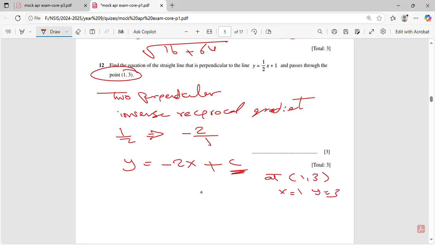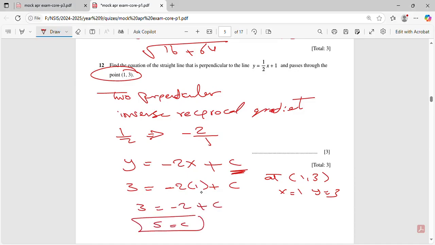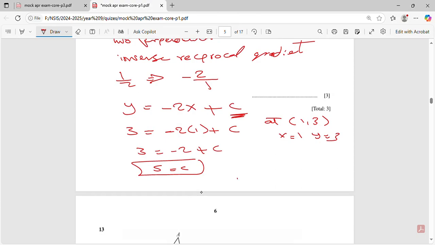So I will put x as 1 and y equals 3, so it will be 3 equals negative 2 multiplied by 1 plus c, which is 3 equals negative 2 plus c, which is c equals 5. So the value of c is 5. So the final form will be y equals negative 2x plus 5. This is the final equation for this line. Okay? Do you understand this line?